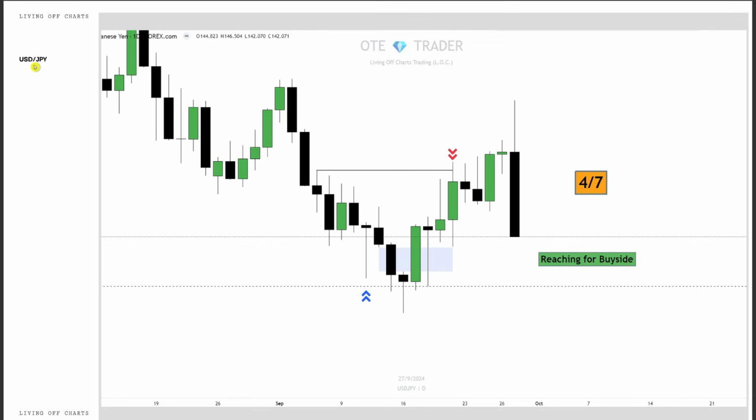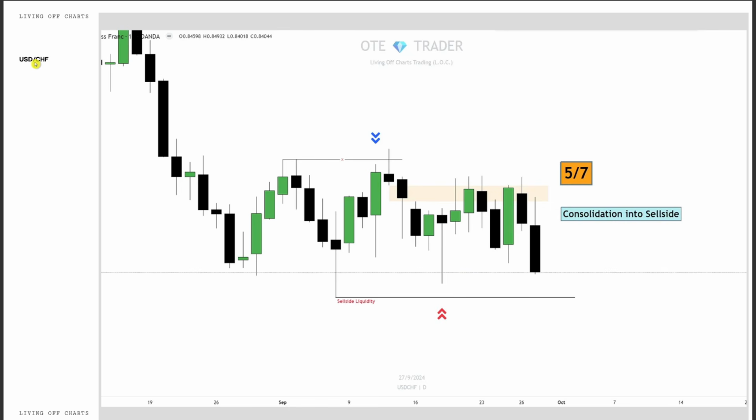Again, USD JPY. Now, this goes higher, but remember the ticker is USD JPY, not JPY USD like all the others, right? So USD is the first one in the ticker. So this one is going up, which means it's reaching for buy side for the dollar, which is not the direction we're looking for, which means it's still 4 out of 7. And then we've got USD CHF, right? Again, USD is the first one in the symbol, which means if this goes to sell side or consolidates, then it's more favorable for lower DXY. So we're 5 out of 7 here.